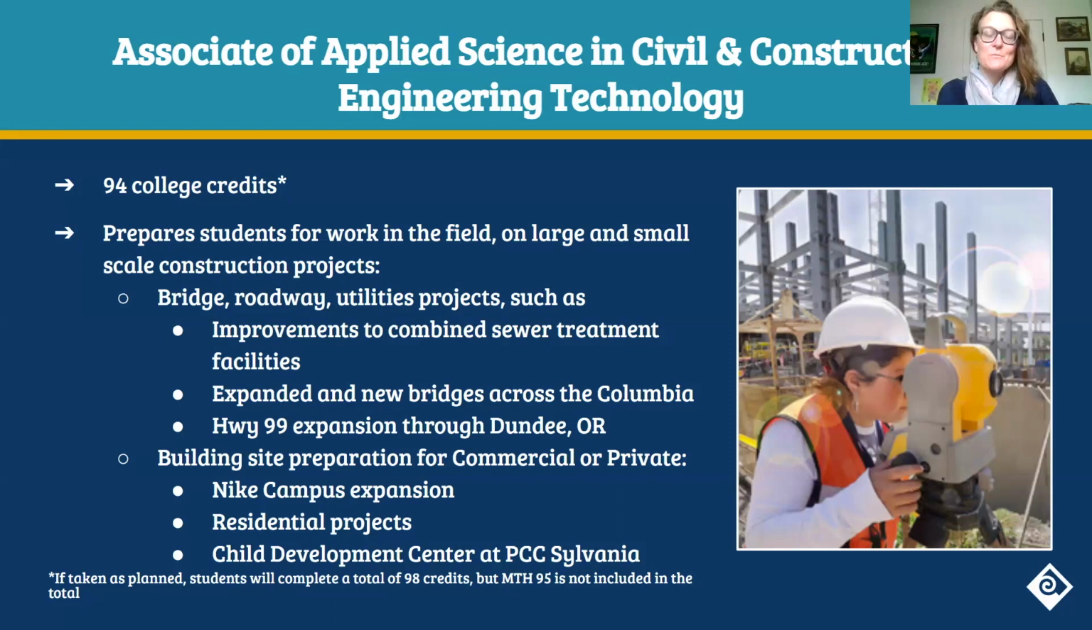So we are here to learn about this new degree. It's an Associate of Applied Science in Civil and Construction Engineering Technology. We're pretty excited about this new program, 94 college credits, and it will prepare you for working in the field on construction projects, small and large. Just some examples, bridge, roadway, utilities. We're going to go over some of the specifics in these different aspects of the field.